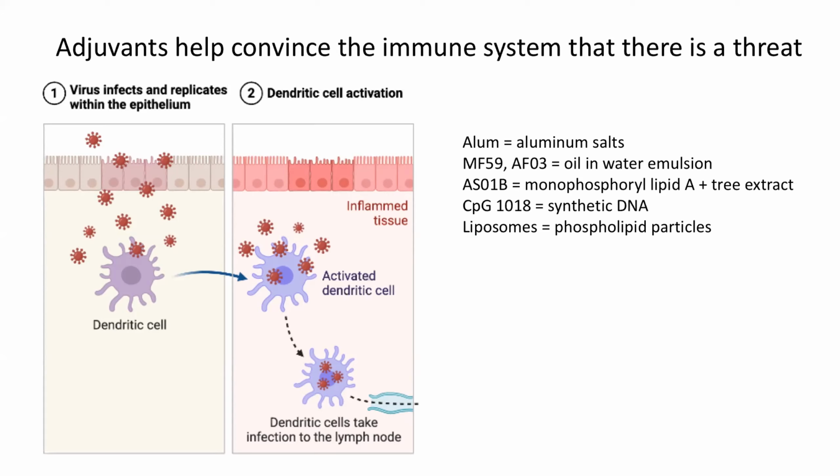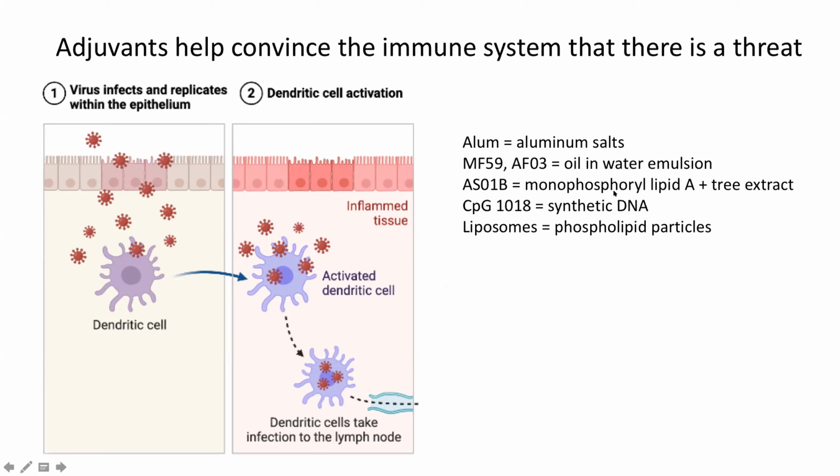And adjuvants are basically different molecules that are included in a vaccine that help stimulate the dendritic cell in the absence of pathogen replication, which it normally would be activated by. And so adjuvants are included in a vaccine, as I said, to activate the dendritic cell. They come in different formulations. For decades, aluminum salts have been used as a way to stimulate the dendritic cells.